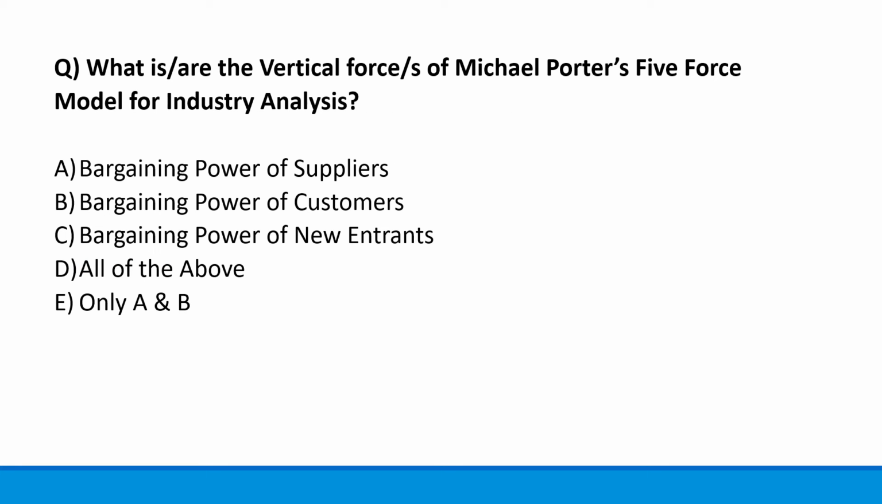What is the vertical force of Michael Porter's five-force model for industry analysis? Option A, bargaining power of suppliers. Option B, bargaining power of customers. Option C, bargaining power of new entrants. And option D, all of the above. Option E, only A and B. The correct answer is option E, only A and B. Bargaining power of suppliers and customers.